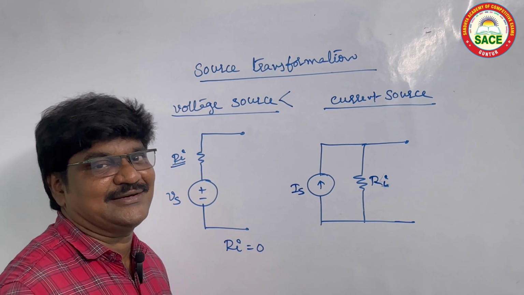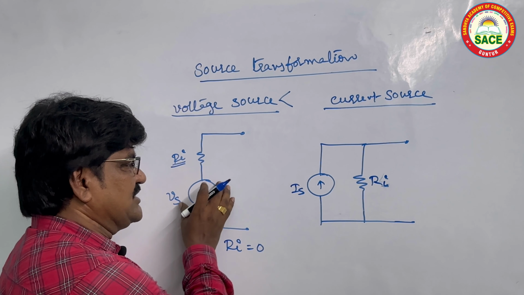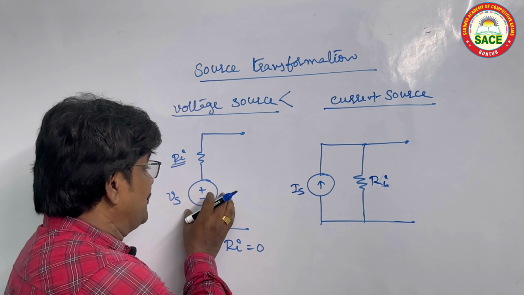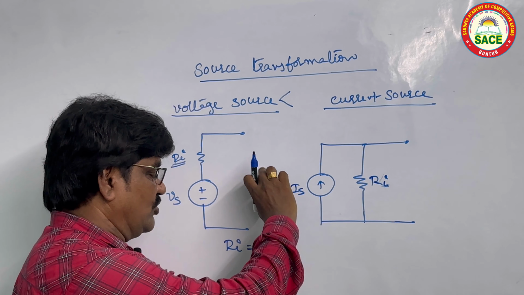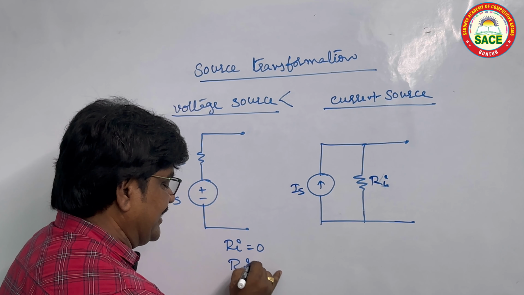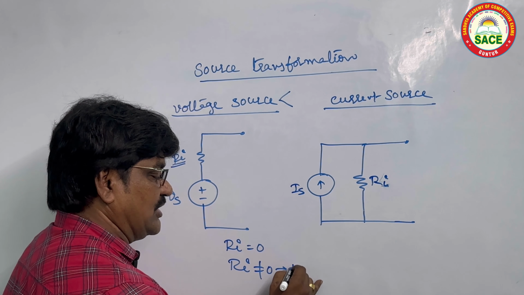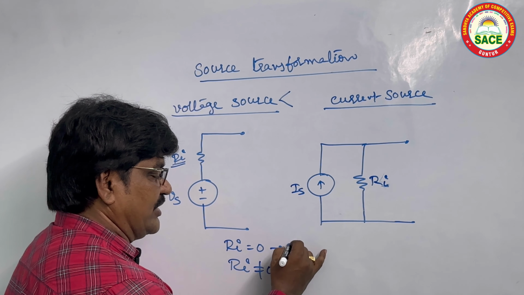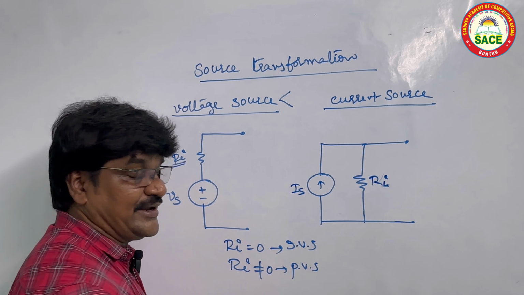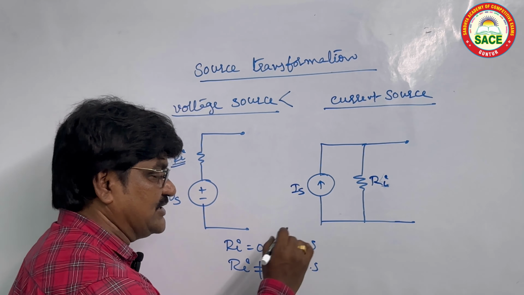Whereas a practical voltage source means input is not equal to output, means input minus drop will be equal to output, that is if Ri is not equal to 0, that is called practical voltage source. Whereas Ri is equal to 0 is called ideal voltage source.